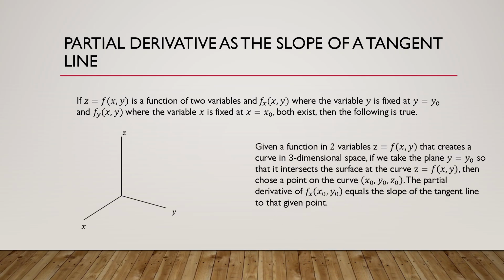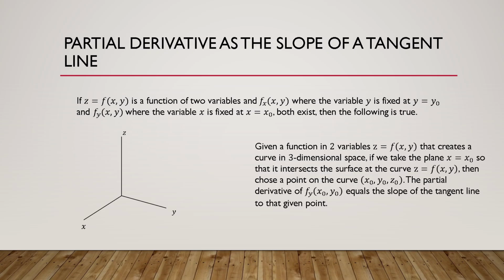Given a function in two variables, z equals f(x,y), that creates a surface in three-dimensional space, if we take the plane y equals y sub 0 so that it intersects the surface at a curve, then choose a point on the curve (x sub 0, y sub 0, z sub 0). The partial derivative of f at (x sub 0, y sub 0) with respect to x equals the slope of the tangent line at that given point.